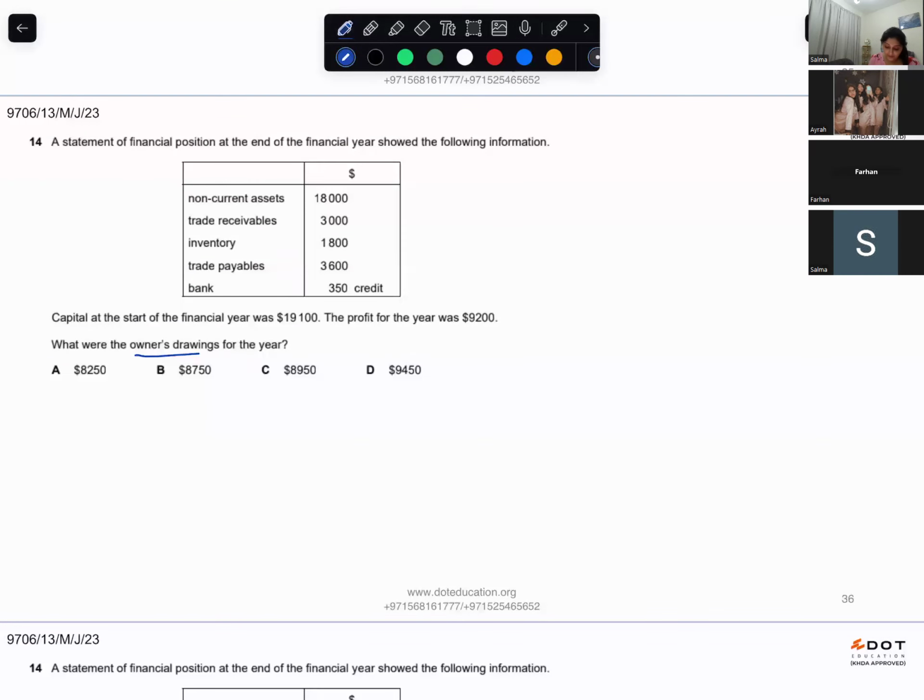What were the owner's drawings for the year? A statement of financial position at the end of a financial year showed the following information. Capital at the start of the financial year was 19,100. The profit for the year was 9,200. How do you get capital at the end? Drawings will come here, and capital at the end would be here.